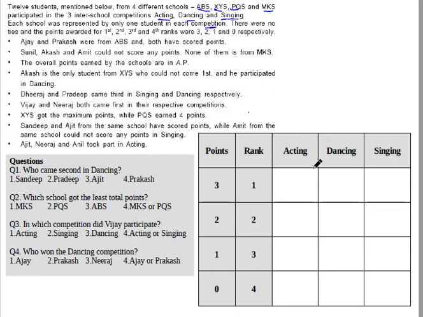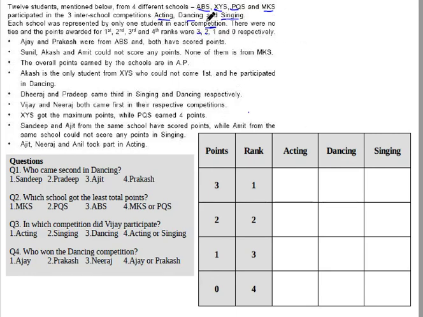Each school was represented by only 1 student in each competition. So ABS has 1 participant in acting, 1 in dancing, and 1 in singing. Similarly with XYS, PQS, and MKS. The competitions are acting, dancing, singing. There are no ties, and points awarded for first, second, third, and fourth are 3, 2, 1, and 0. Ranks are first, second, third, and fourth.